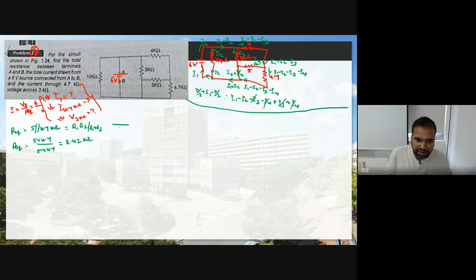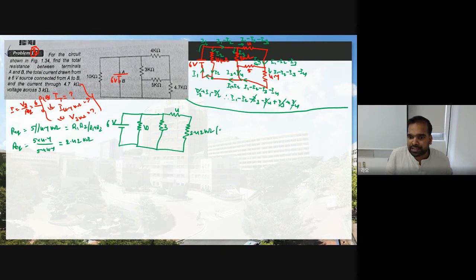Now if I redraw the circuit, see, here I didn't touch this battery. This is 6 volt, and here this is 10. Let us assume this 10 kilo ohm. I'm not writing units. Now you have 3 kilo ohm and you have 4 kilo ohm. Therefore this 5 and 4.7 are connected in parallel. Therefore I find the equivalent resistor. This is 2.42. So can I replace 2.42 kilo ohm instead of 5 and 4.7 kilo ohm? Okay, yes.